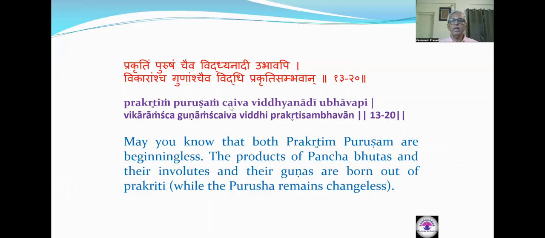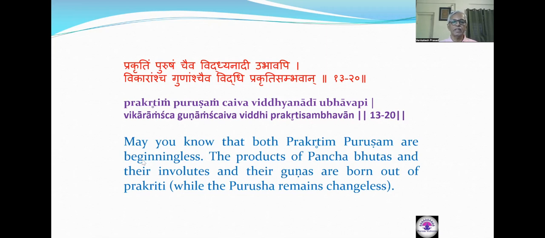We have seen that Lord Krishna has completed 4 topics out of the 6 topics that Arjuna wanted to know. And now, in the verses 20 to 24, he is going to deal with the final 2 topics, namely Puruṣa and Prakrti. Verse 13.20. Prakritim Puruṣam Chaiva Vidyanadi Ubhavapi. Puruṣa and Prakrti, both as beginningless principle, Anadi, means without a beginning. This mixture of Puruṣa and Prakrti is Ishvara. Brahman plus Maya is equal to Ishvara.